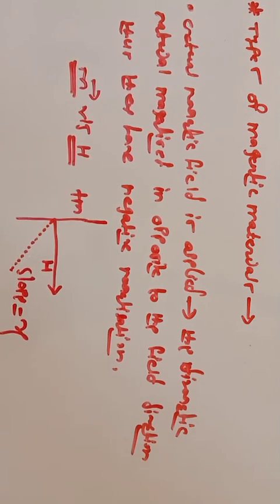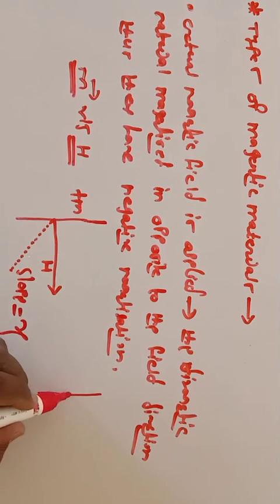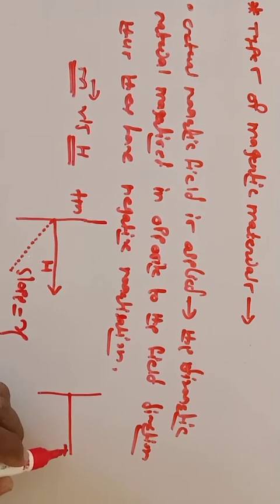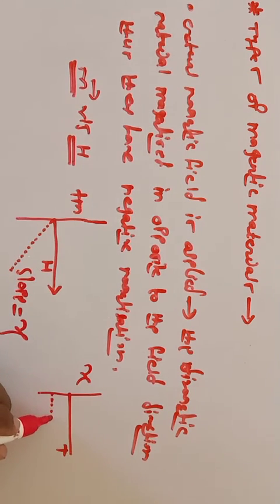And if you consider the second graph, that is the temperature versus the magnetic susceptibility, then for a diamagnetic material the magnetic susceptibility is constant. The magnetic susceptibility for this diamagnetic material is constant.